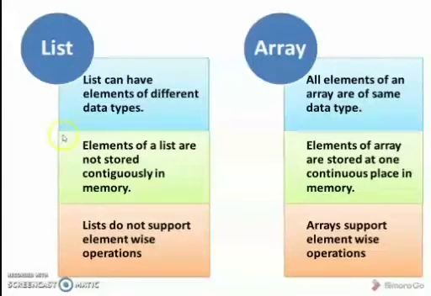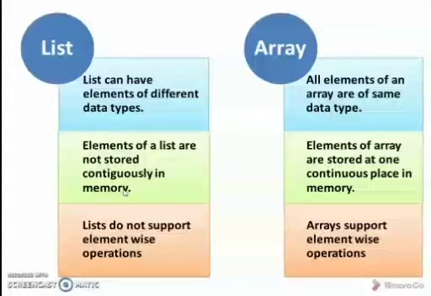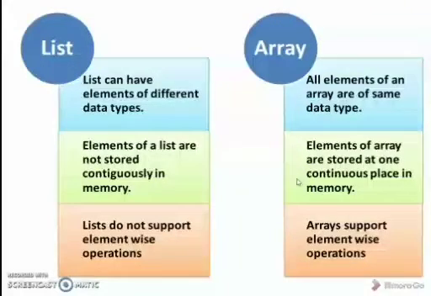Next difference is elements of a list are not stored contiguously in memory, whereas elements of array are stored at one continuous place in memory, and this is the reason that makes array faster than list. And because of this, we are using NumPy array in data science, right?